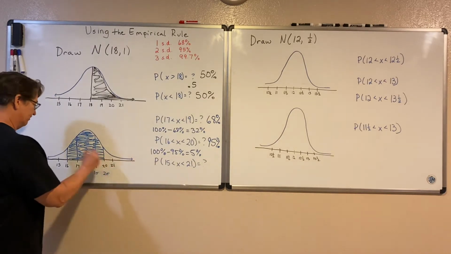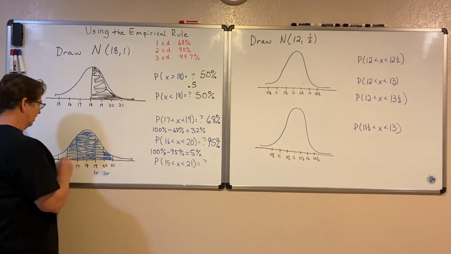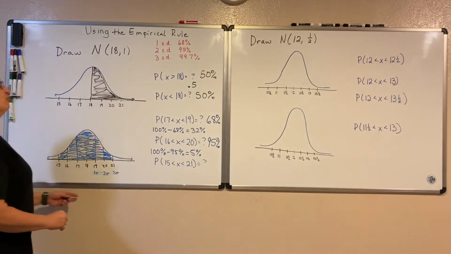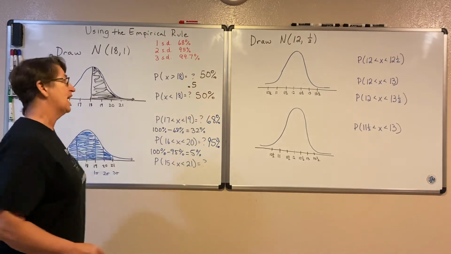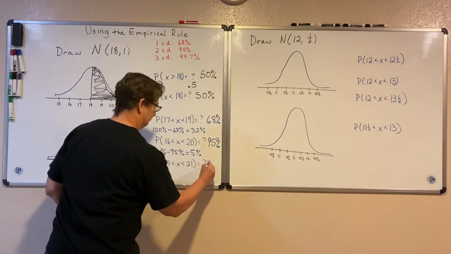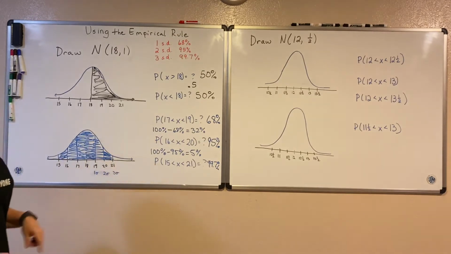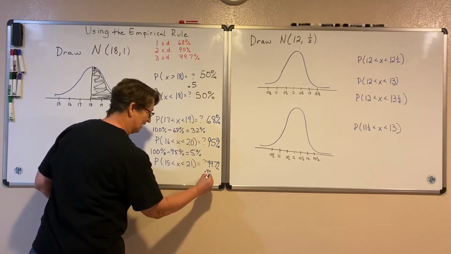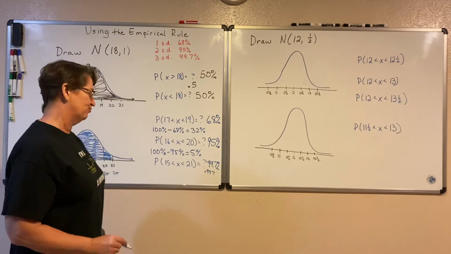Here, if I look at 15 to 21, notice that 15 to 21 is out 3 standard deviations. Three standard deviations, by the empirical rule, tells me that 99.7% of my data is between those 2 values, or 99.7% of the area under my curve. Or you could write that as 0.997. Those are the same numbers.